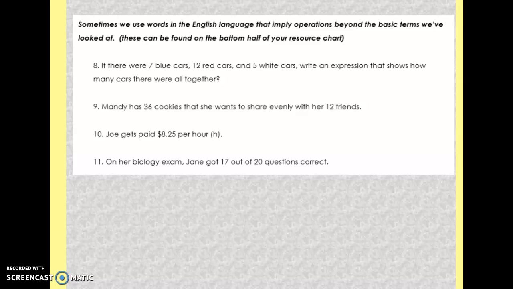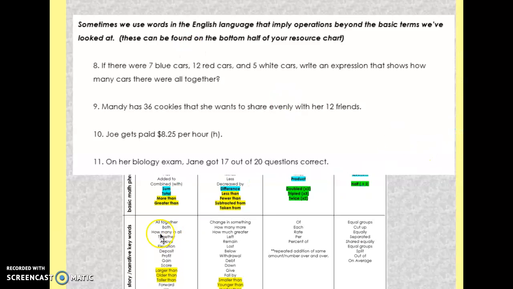So if we take a look at number 8, there are 7 blue cars, 12 red cars, and 5 white cars. Write an expression below that shows how many cars there were all together. So all together is a little bit more of a basic term here. Altogether, I think a lot of you would realize is addition. So you're just looking to add. Now we're writing expressions, so we're not looking for an answer. We're writing a phrase or an expression that represents this scenario.